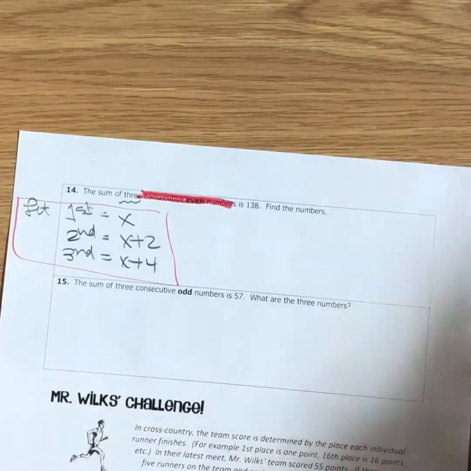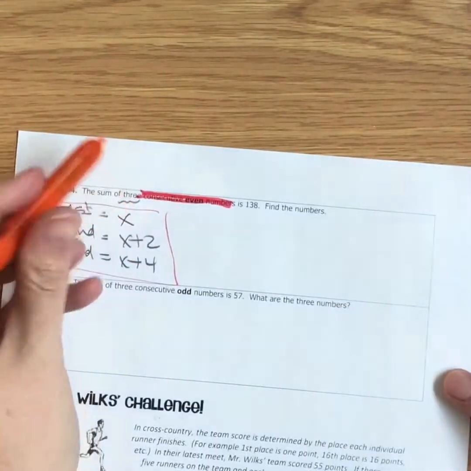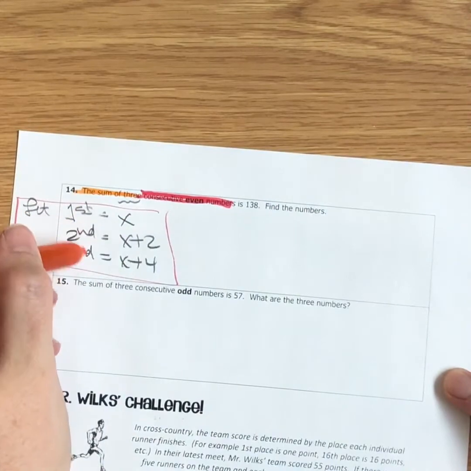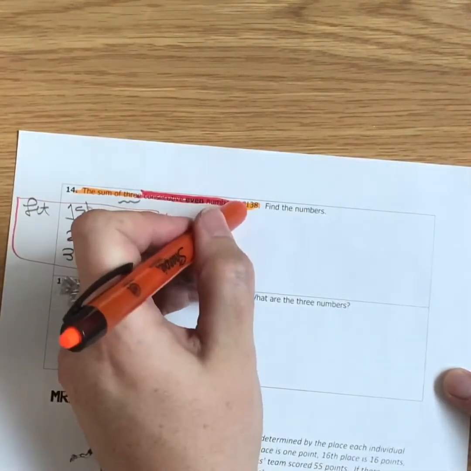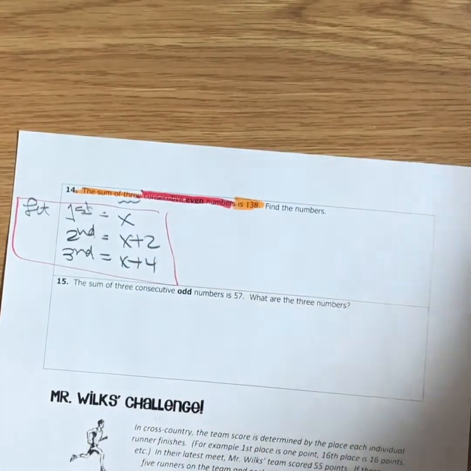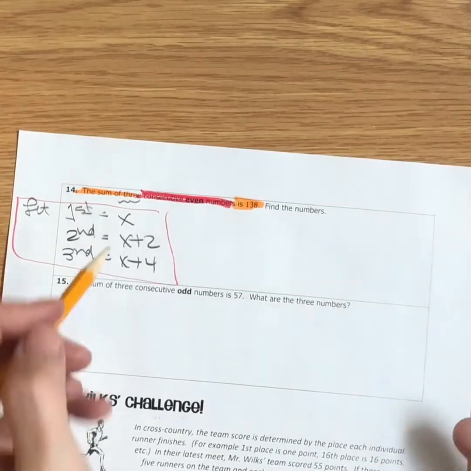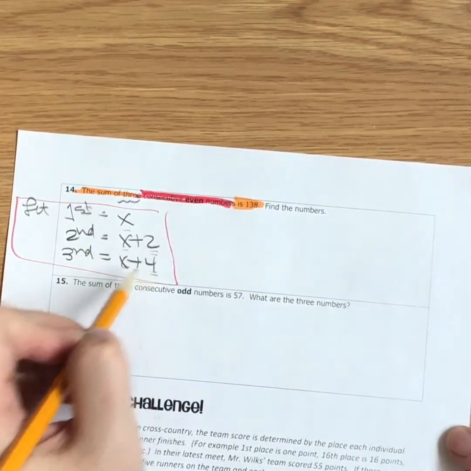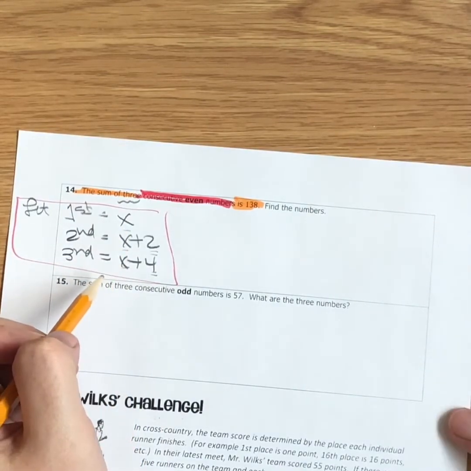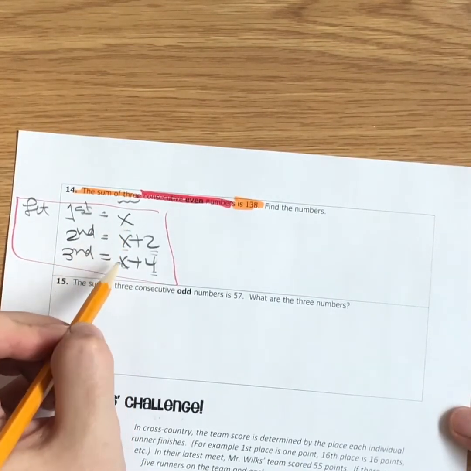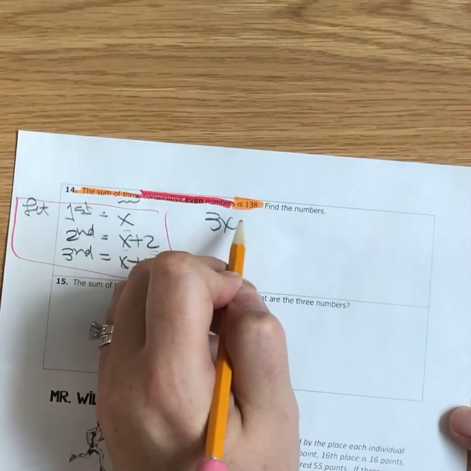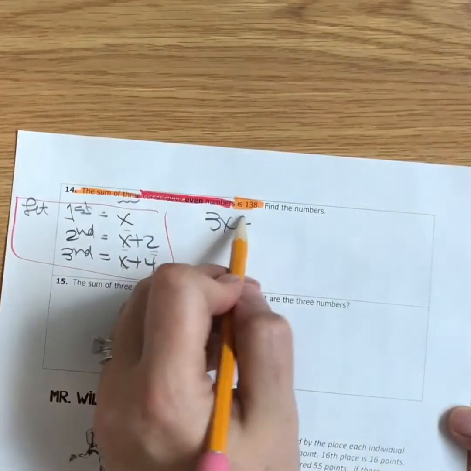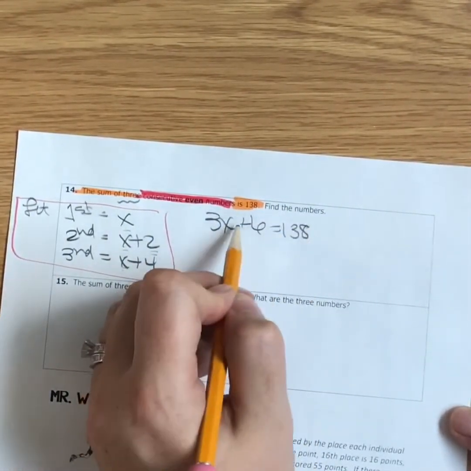Now, step 2 is, well, sum of the 3 numbers. That just means we're going to add all 3 of these is 138. Now let me show you a little trick. Since we're going to add all these, I'm just going to go ahead and combine like terms right in the way I wrote them in step 1. And I have x plus x plus x. Well, that's just 3x. And then 2 plus 4 is 6 is 138.